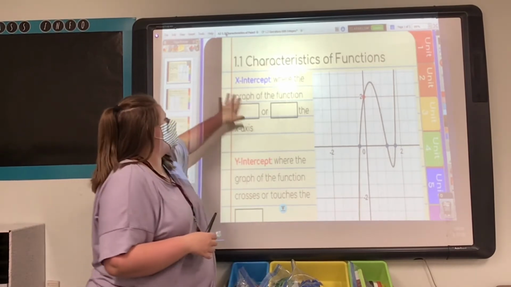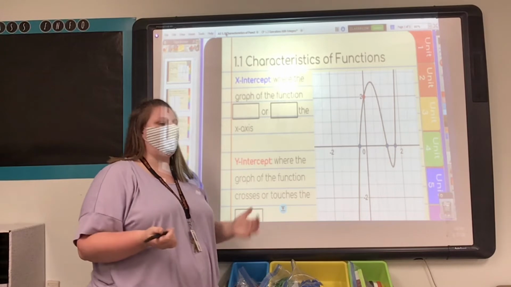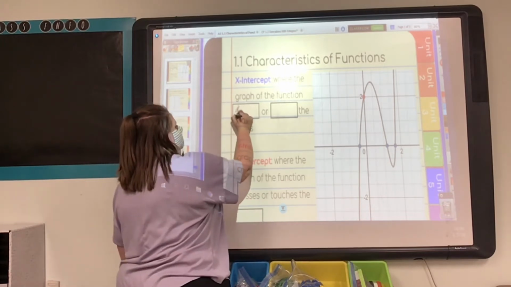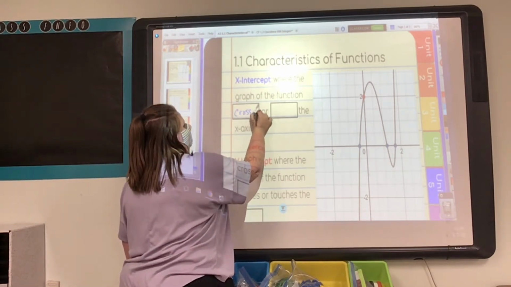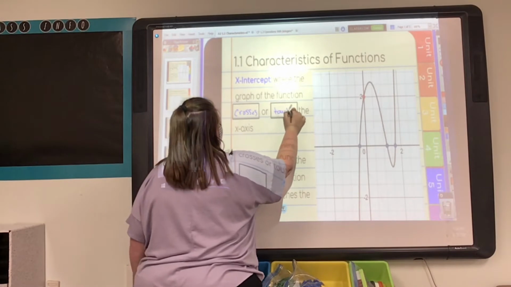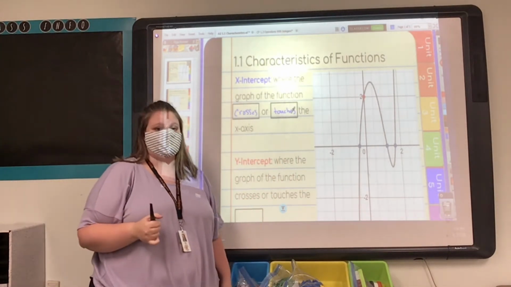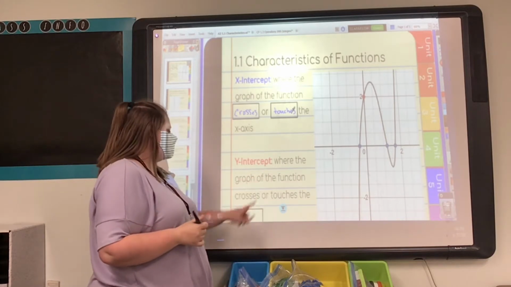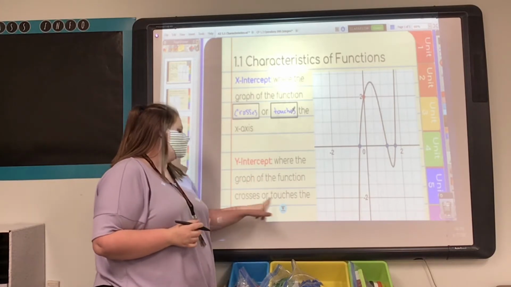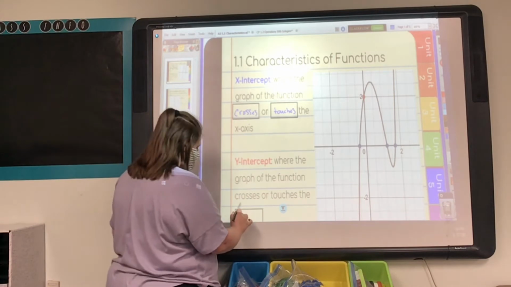So the x-intercept of a function is where the graph of the function crosses or touches the x-axis. Alright, so either of those give us an x-intercept. The y-intercept is where the graph of the function crosses or touches the y-axis.